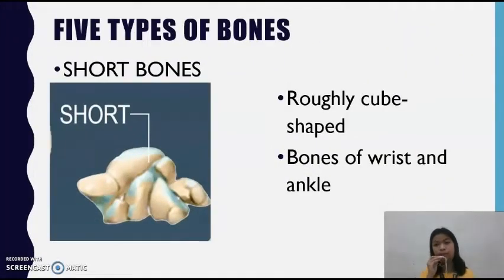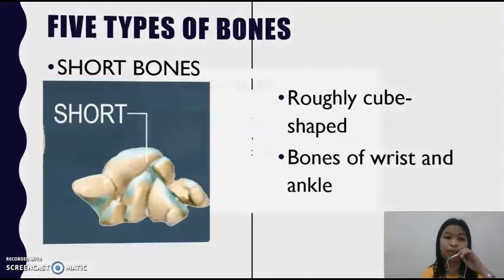So short bones are roughly cube-shaped bones and have only a thin layer of compact bone surrounding a spongy interior. Okay, so the bones of the wrist and the ankle. So kung makikita nyo yung picture dito. So ganyan yung bones sa ating wrist, ankles. Yun yung metacarpals natin. Ito yun. And metatarsal sa ankle naman. So that is the second type, short bones.